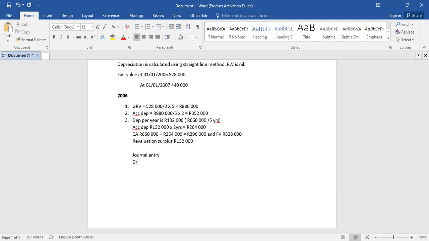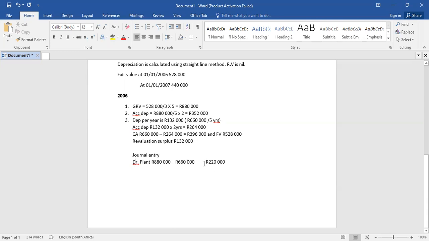How do you do it? You start by debiting your plant. You debit your plant, the asset, in this case it's plant. You will debit by how much? The difference between the price we should have bought it for and the price we bought it for. So how much should we have bought the asset for? 880,000 minus the price we bought it for, 660,000. What comes out? It comes out to 220,000. 220,000.